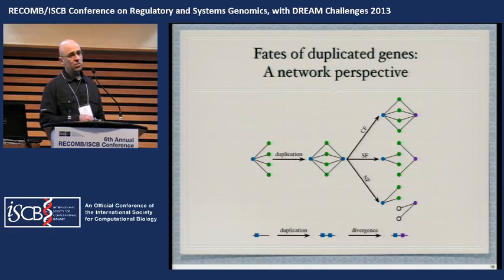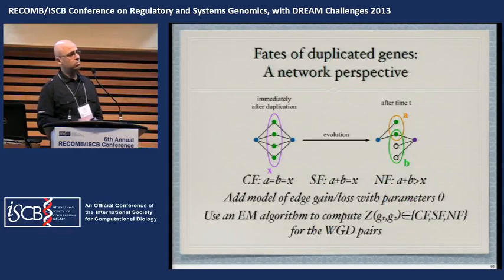But we also wanted to account for a third possibility, that you have really conserved function: duplication happened, and both of these two copies retain the original function. Again, as I said, gene loss or non-functionalization we cannot model here because we have no evidence in the data. We cannot go back to that. So we wanted to try to estimate the fates of these gene duplicates from the network data.